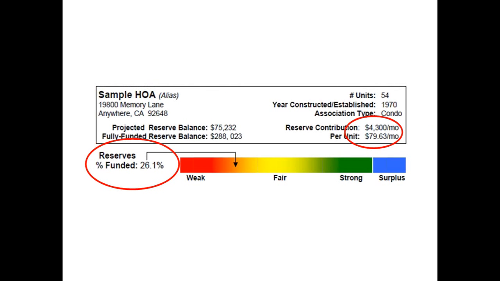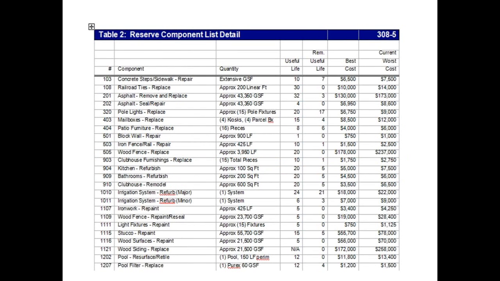Another format yet again, and I do see 2 more of the 3 results. The reserves percent funded, clearly another weak association at 26.1%, and a recommended funding plan that begins at $4,300 a month, or average of, I like the per unit illustration, $79 and change per unit. 2 of the 3, and there's what we've been looking for. The third result is a component list.